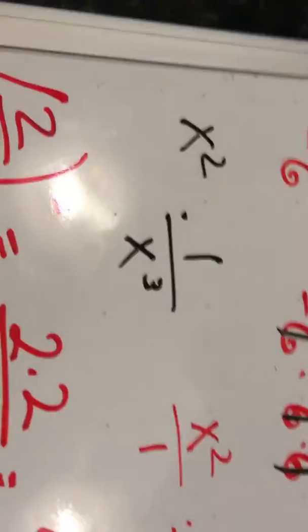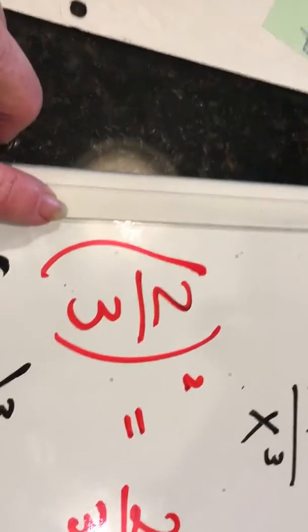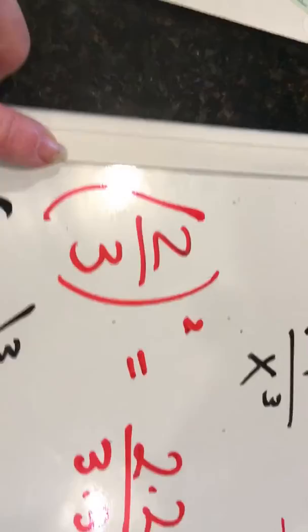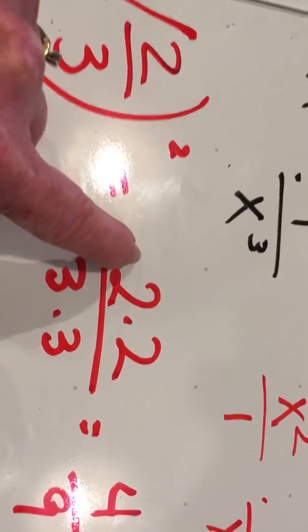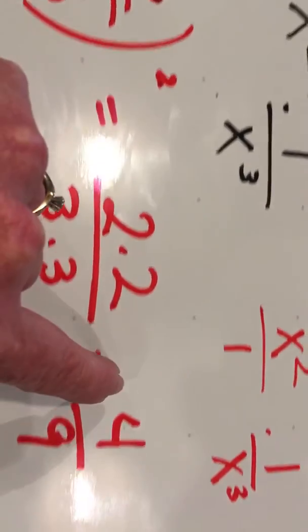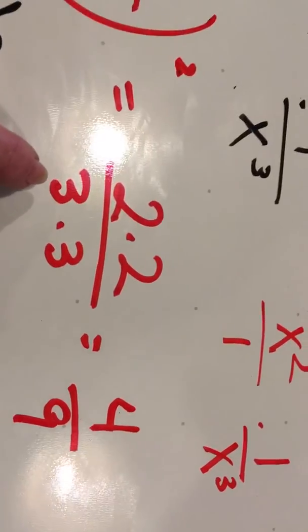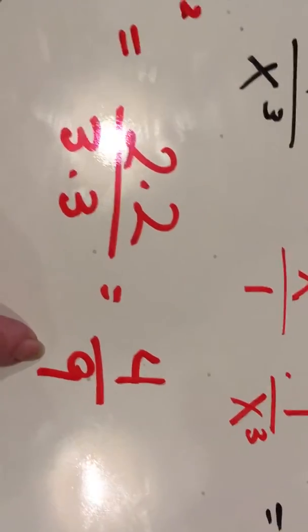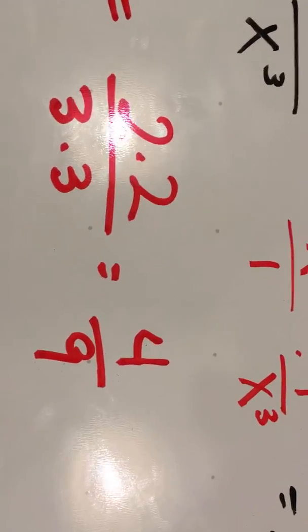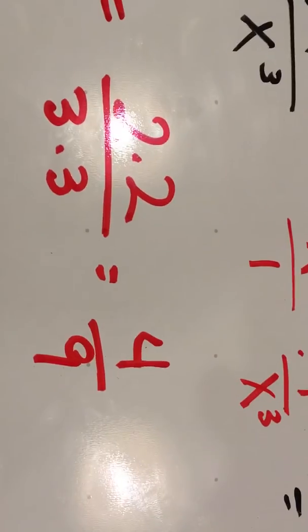Okay, next problem. If we have 2/3 the quantity squared, that means 2/3 times 2/3. We're going to multiply our numerators together, 2 times 2, which gives us 4. Multiply our denominators together, 3 times 3, which gives us 9. Leave it as a fraction. Don't get your calculator out and go crazy. Your answer is just 4/9.